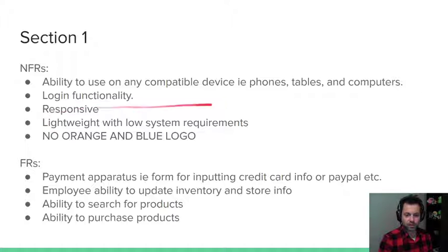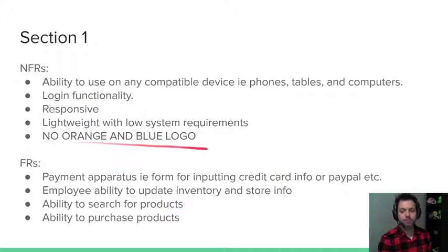But I guess here's another one, lightweight with the low system requirements. So this would tie in with performance, which is good. But we should have syntax along the lines of, the system shall support devices made within the past 10 years or something like that, right? So it's the Doom argument. Can it run Doom? It's lightweight, right? No orange or blue logo. It's a good quantifier here. So we can't have any orange and blue. Makes sense, but again, we need to make it a formal sentence.